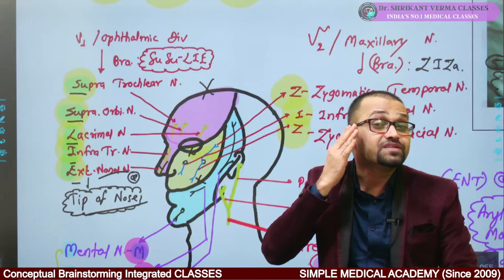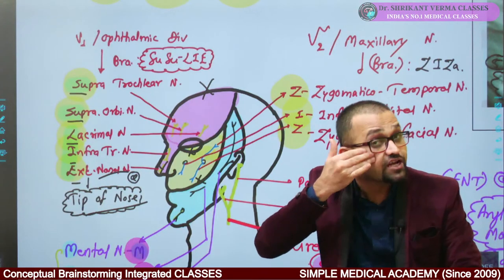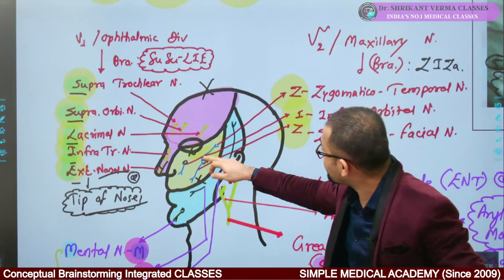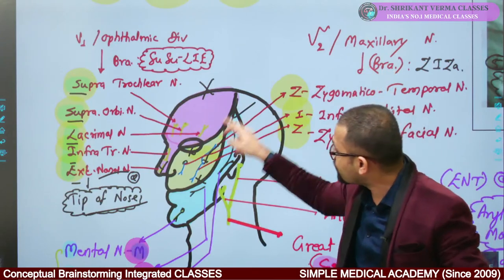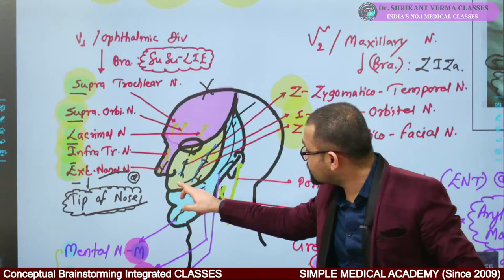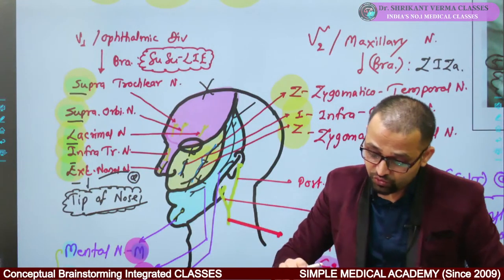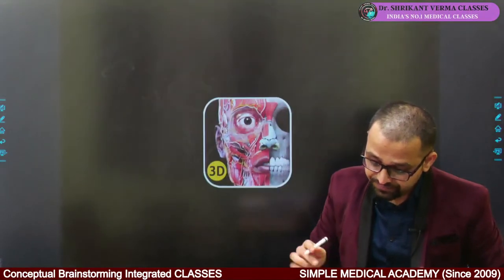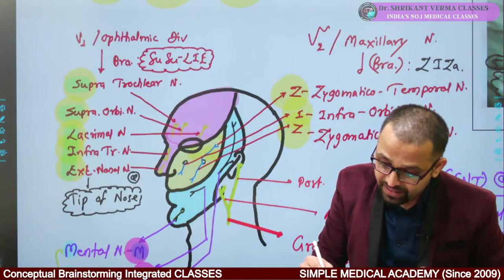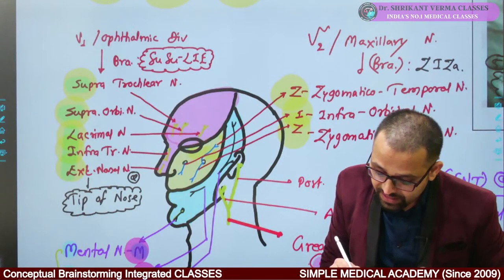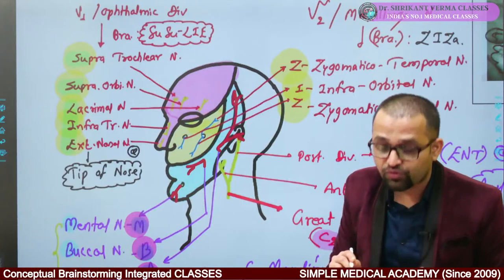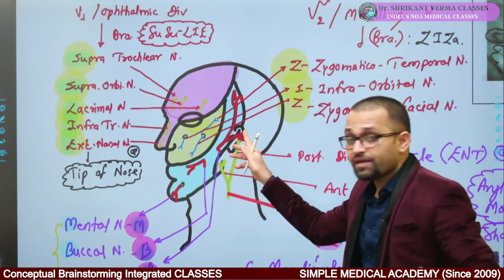Now you have to remember the Z, I, Z: Z for zygomaticotemporal, I for infraorbital, Z for zygomaticofacial. So you can remember one nerve went towards the temporal bone, zygomaticotemporal. One nerve is going towards the below of the orbit, infraorbital. One nerve is going towards the face, zygomaticofacial. So you can remember these different points with this image. So next our MBA. So what is the MBA? You can see M for mental, B for buccal, A for auriculotemporal. Simple. MBA. Okay.